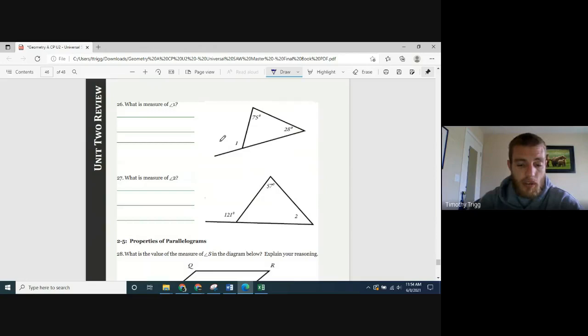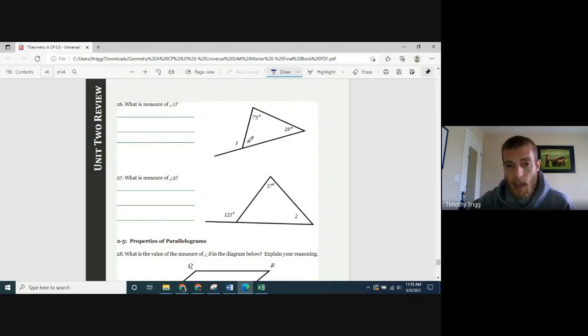Now we're going to use those ideas that we just talked about to help us with questions 26 and 27. In question 26, they give us that this angle right here is 75 and this angle is 28. So we should be able to find this third interior angle right here.